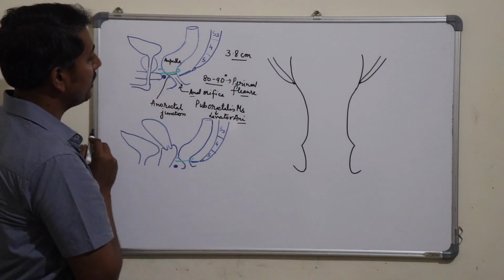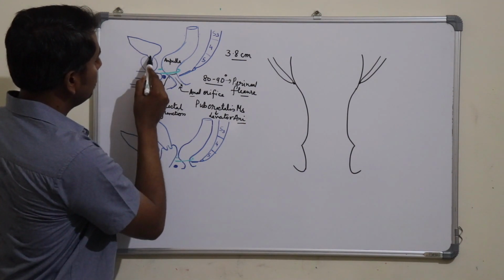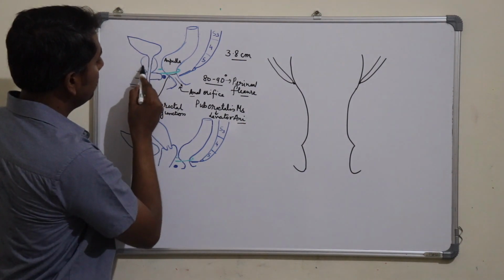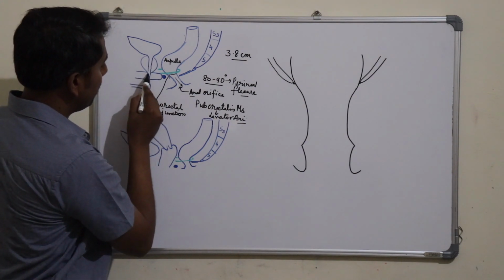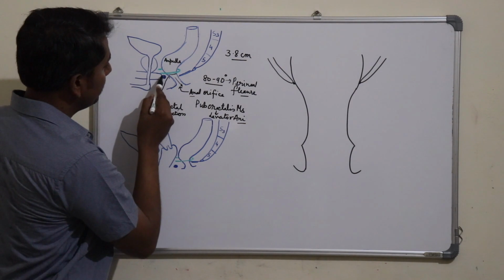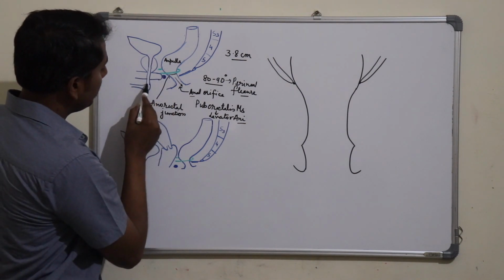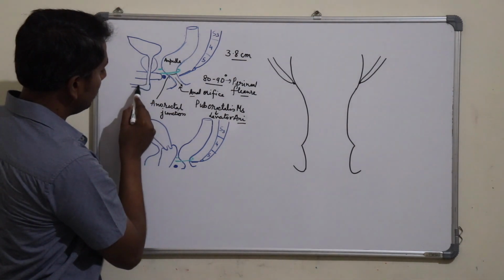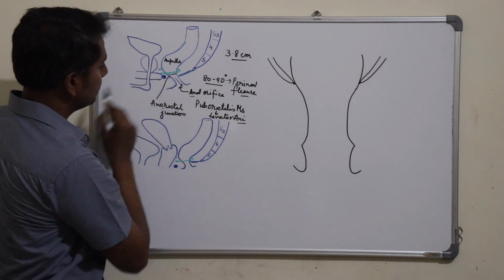In front of the rectum and anal canal lies the urinary bladder. This is the prostatic urethra. This is the prostate. This is the urogenital diaphragm. This is the membranous urethra, and posteriorly, this is the perineal body. Below the urogenital diaphragm, the urethra continues as the spongy urethra. This is the bulb of the penis.